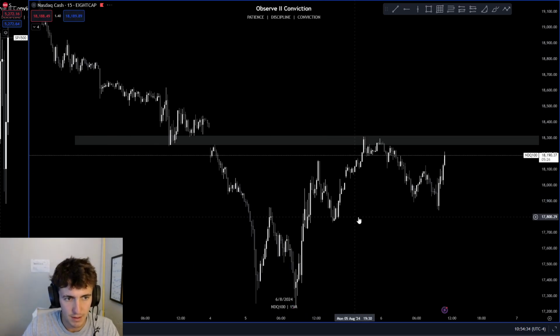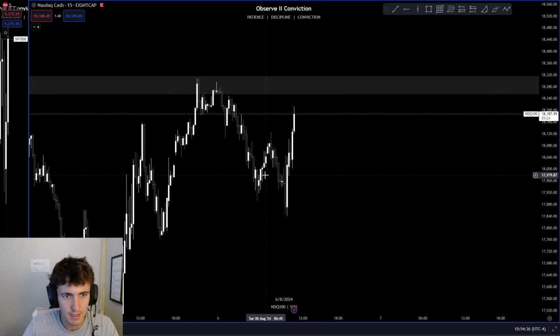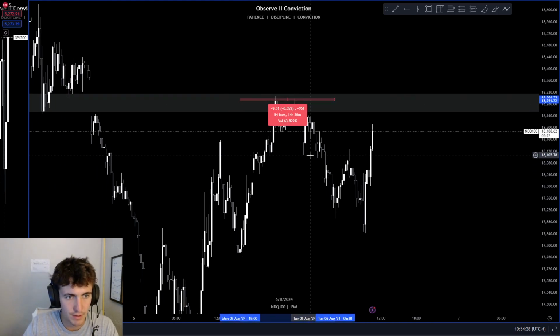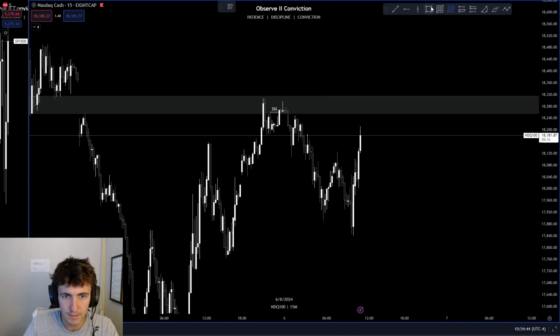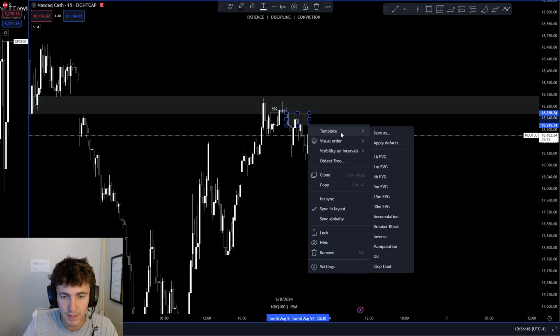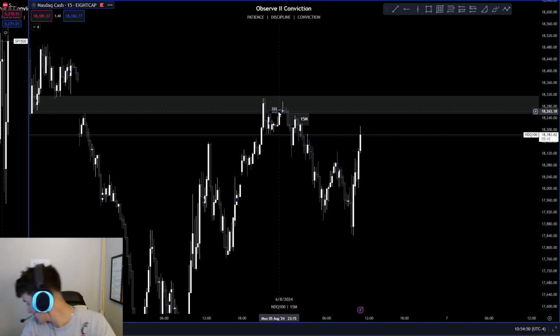On a 15-minute, you start to look at this and you see this right here. So you have your clear level inside of it. You have the internal swept, call that the stop raid. You have clear displacement down on the 15-minute. You get higher time frame PD arrays getting stopped.